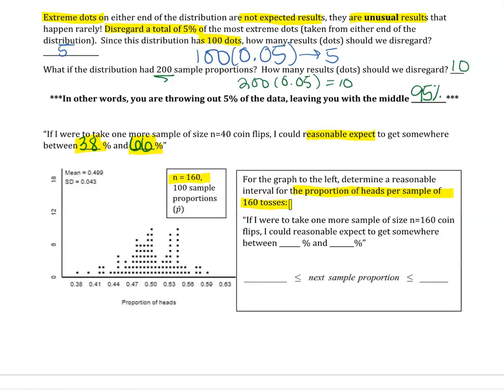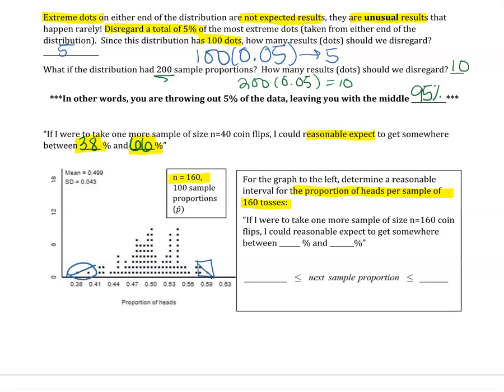If I were to reasonably take one more sample of 160 coin flips, I could reasonably expect to get somewhere between this percent and this percent. So again, the extreme results don't happen often, so I wouldn't include them in my interval for guessing my next coin flip. So I can see these two right here are pretty extreme, so I'm going to throw those out. And I actually use pen. So these two I'm going to throw out, and these three I can throw out. So 2 and 3. Again, I could have done 3 and 2. I just kind of go by what the distribution looks like.